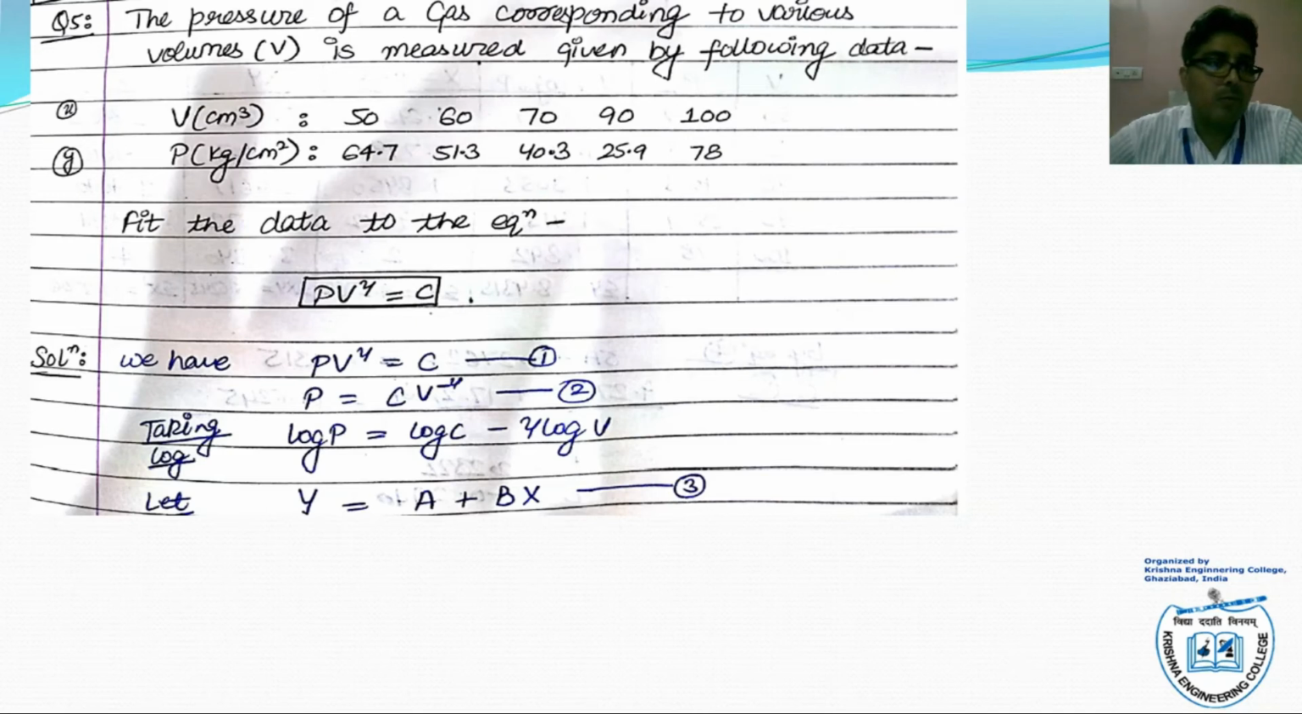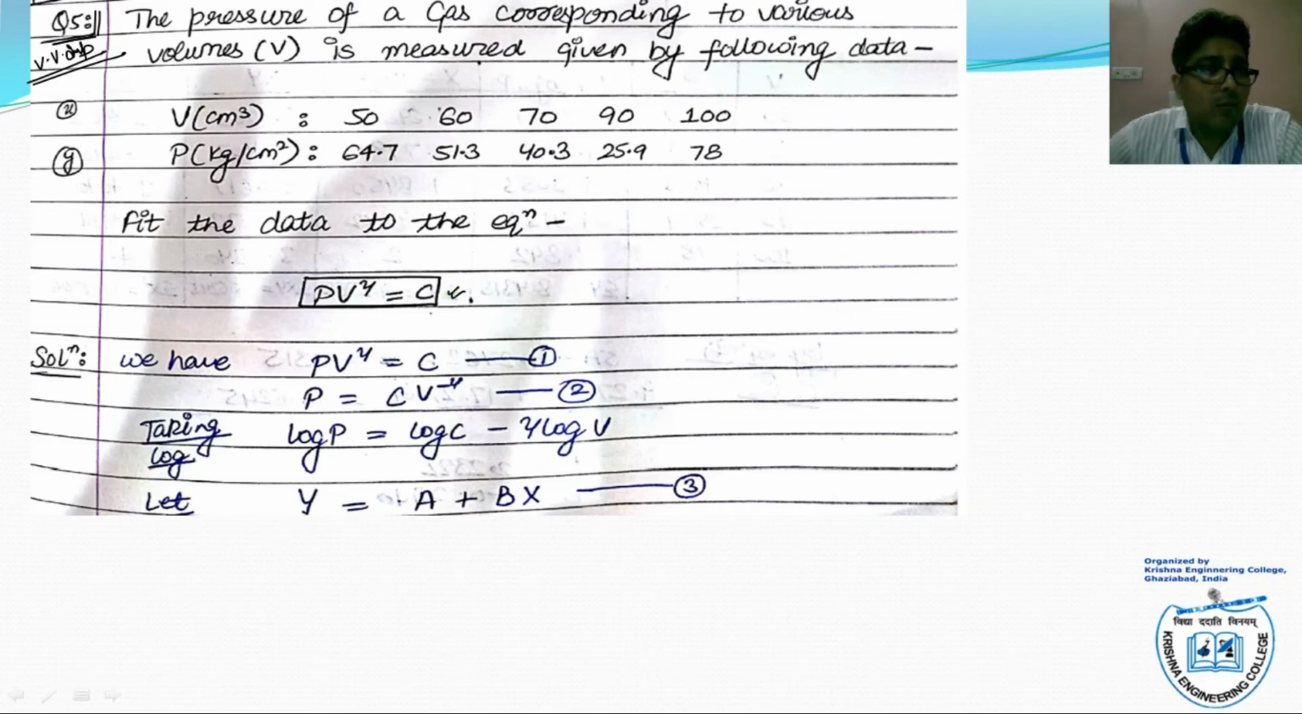Now we learn one problem based on the exponential curve. This is a very important problem, asked many times in your exam. The pressure of a gas corresponding to various volumes is measured, given by the following data. The volume V is given: 50, 60, 70, 90, 100. The pressure in kg per centimeter square is given: 64.7, 51.3, 40.3, 25.9, 78. Fit the data to the equation PV to the power gamma is equal to C.